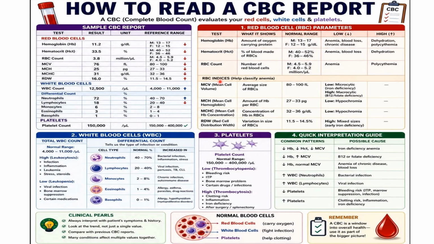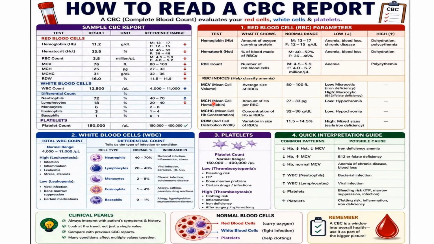Next comes the RBC indices. These tests mainly help to classify the type of anemia. Under this, the first parameter is MCV, also known as mean cell volume. It shows the average size of red blood cells. Normal value is between 80 to 100 femtoliter. Low value shows microcytic, that is iron deficiency anemia, whereas high value of MCV indicates macrocytic anemia. It can be B12 or folate deficiency anemia.